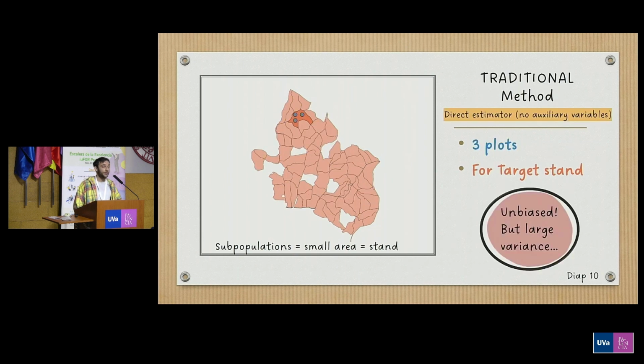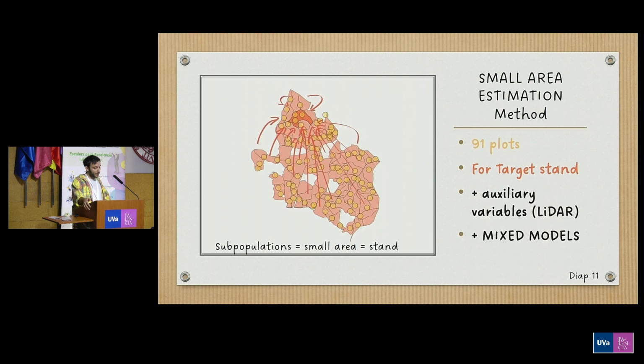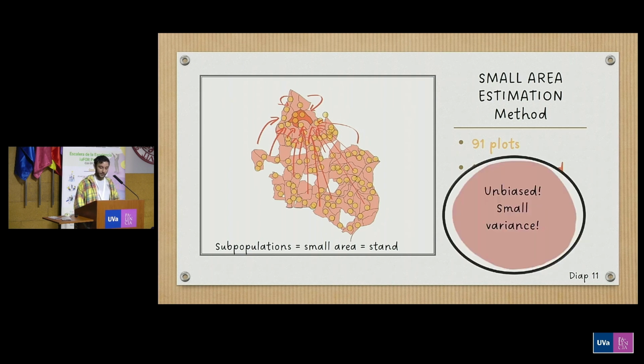And it's important that we are not using auxiliary variables in the traditional approach. In the small area estimation methods, we are going to get estimates of the same stand, the darker one, but in this case, we're going to use information from all the plots of the forest area. So we are going to use information from 91 stands that are borrowing strength for our estimation. And we are using auxiliary variables, mainly LiDAR data, and we are going to use mixed models. And we are going to get an estimate that is going to be unbiased and is going to have a small variance.